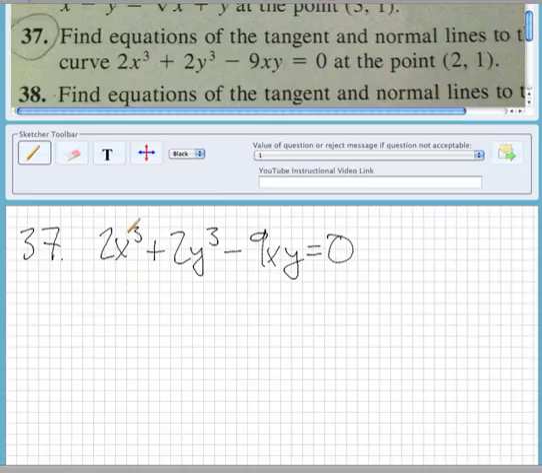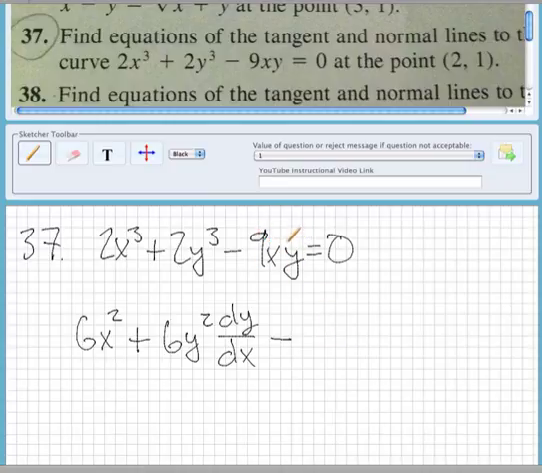We're going to take the derivative of the first term, which is 6x squared. The second term, the derivative of this is going to be 6y squared dy/dx, and that is because the chain rule taught us that. And then for this term, we're actually going to use the product rule because we're going to treat 9x, x and y, as different functions.